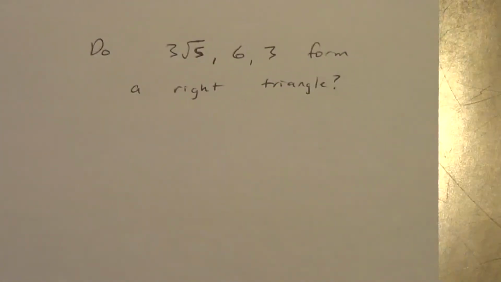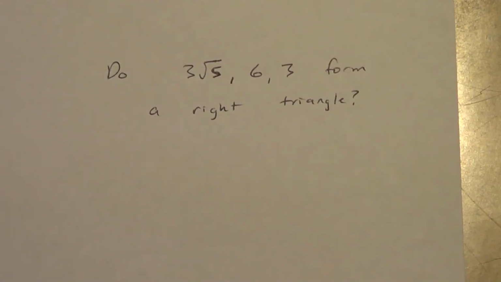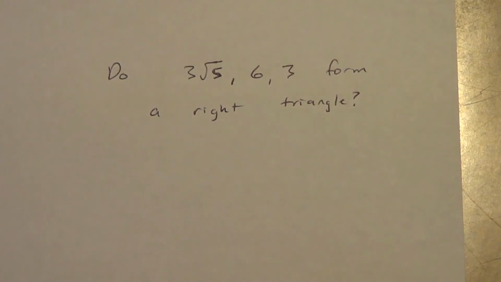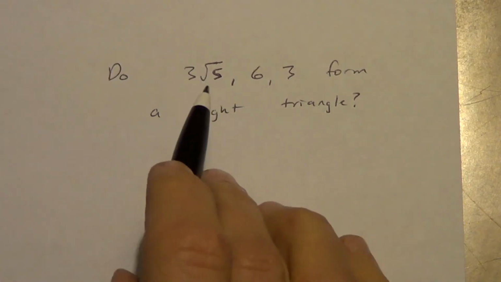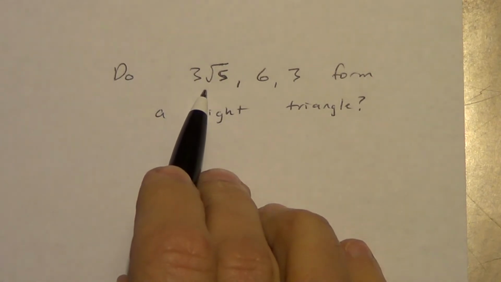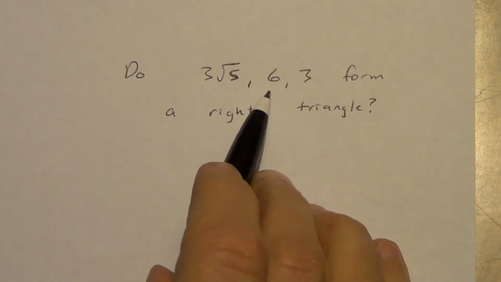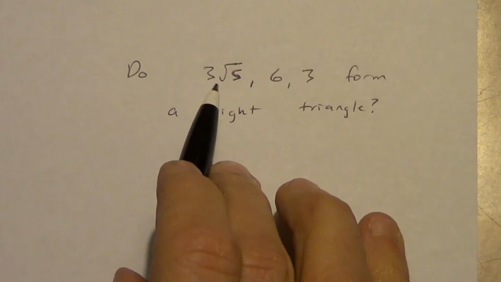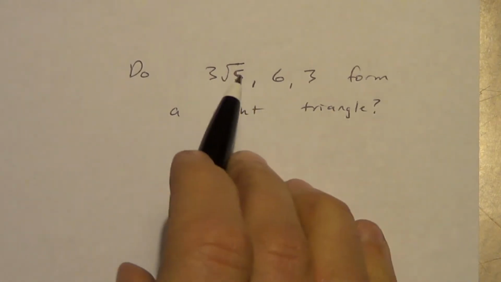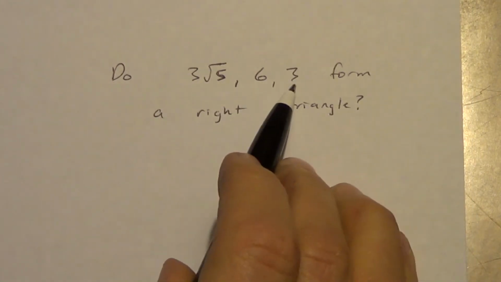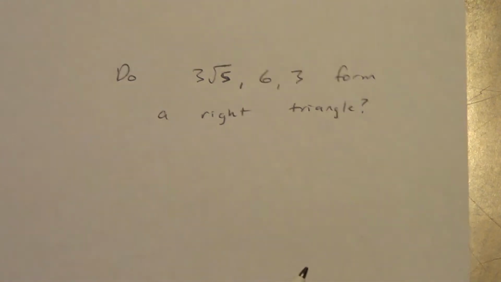Now let's come over here. Do 3 root 5, 6, and 3 form a right triangle? We have a little problem here. With this 3 root 5, we don't really know whether it's bigger or smaller than 6. Okay, so I'm not really sure if this is c or if this is c. Obviously 3 isn't c because it's definitely smaller than 6.